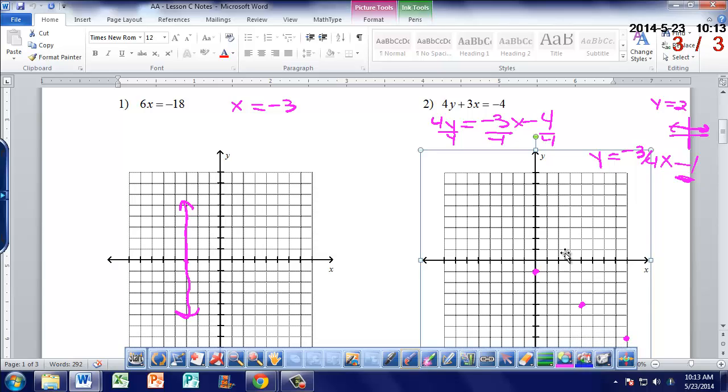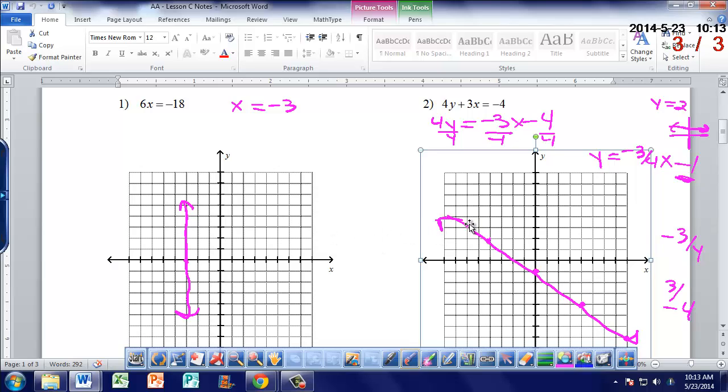Now sometimes you'll notice you're falling off the graph. So -3/4 is the same as 3 over -4. So it would be okay if from here I go up 3, 1, 2, 3, and left 4, 1, 2, 3, 4. See? Okay, then go ahead and connect it, and you're all set.